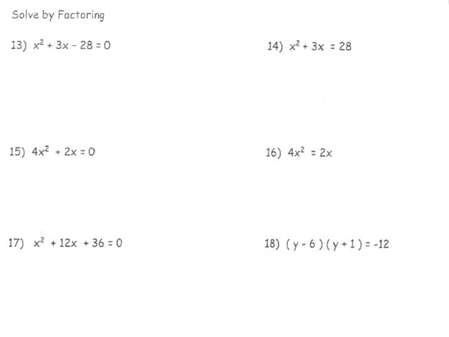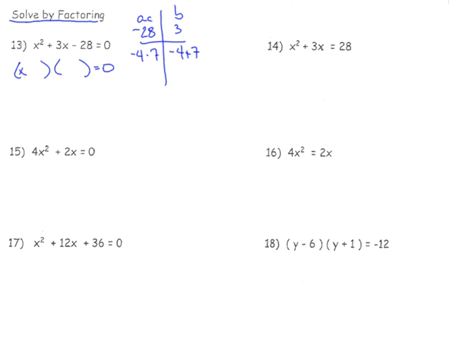Here at number 13, our instructions have changed. Our instructions now say solve by factoring. And notice each of these problems have an equal sign. Looking at number 13, I do my AC and my B. AC gives me a negative 28. My B is 3. I'm going to do a negative 4 times a positive 7. Negative 4 plus 7 does add to give me positive 3. My leading coefficient is 1, so I can automatically drop down. Put my x minus 4, x plus 7.